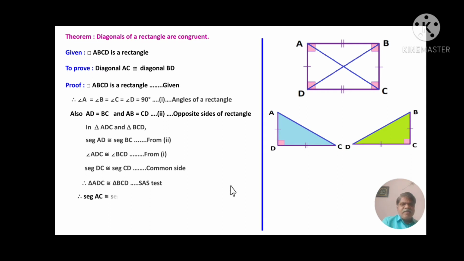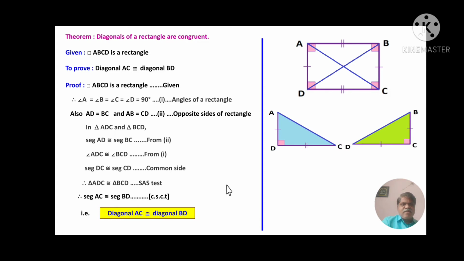So friends, we can say segment AC is congruent with segment BD, corresponding sides of congruent triangles. So this we can write, that is, the diagonal AC is congruent with the diagonal BD. I think you understood this one.